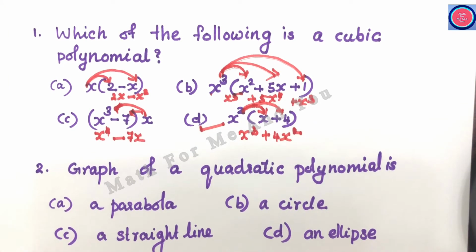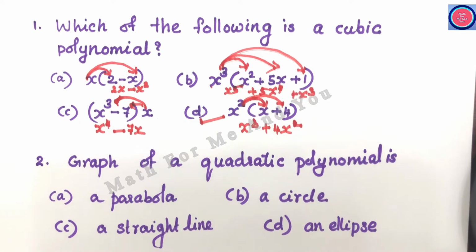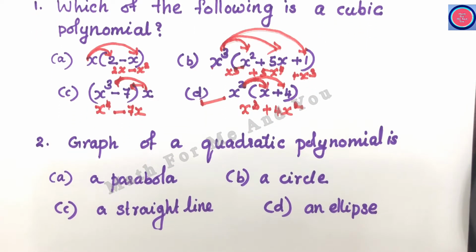Next is question 2. Graph of a quadratic polynomial is? We have studied graph of a quadratic polynomial is a parabola. That means option A is the correct answer.